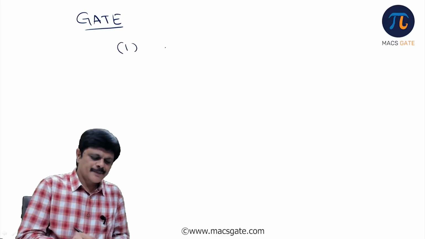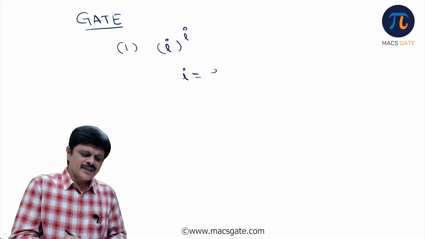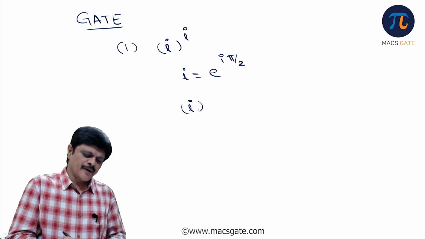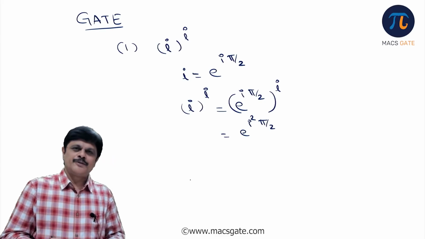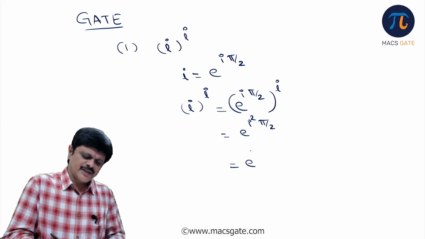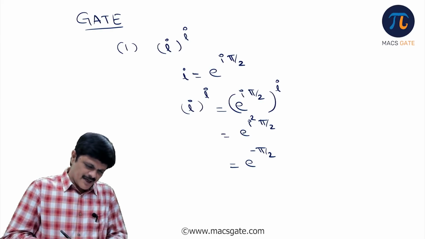The first one is I power I. See, it's very interesting, sir. I is what, sir? E power I pi by 2. Therefore, I power I will be what, sir? E power I pi by 2 whole power I. So that is e power I square into pi by 2. What is I square? Minus 1. So e power minus pi by 2. That is the answer. Next one.